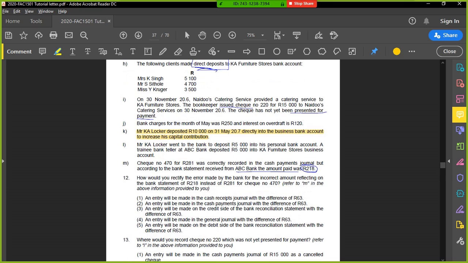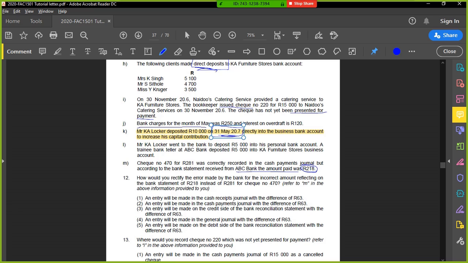He deposited, so Mr. A deposited money into the business bank account to increase his capital contribution. Okay, I see what you're saying in terms of what the error is. If he deposited that on the last day of the month, that means it's outstanding. So it's an outstanding deposit. Do you agree? Yes.